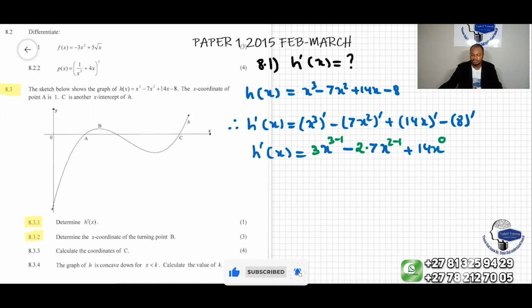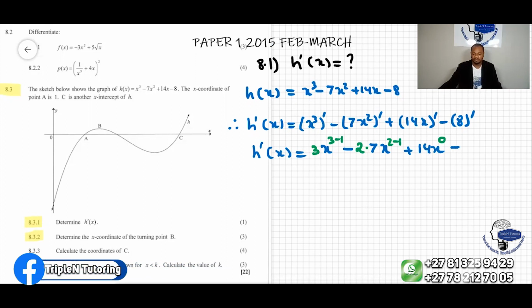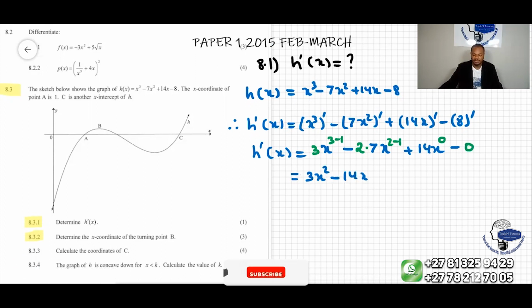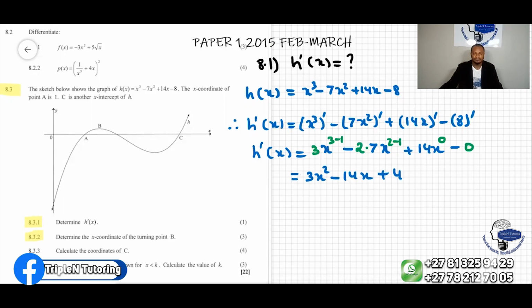And then minus the derivative of 8 is 0, because the derivative of any constant is just 0. So this will be then 3x to the power of 2 minus 14x plus 14. That's h prime of x.